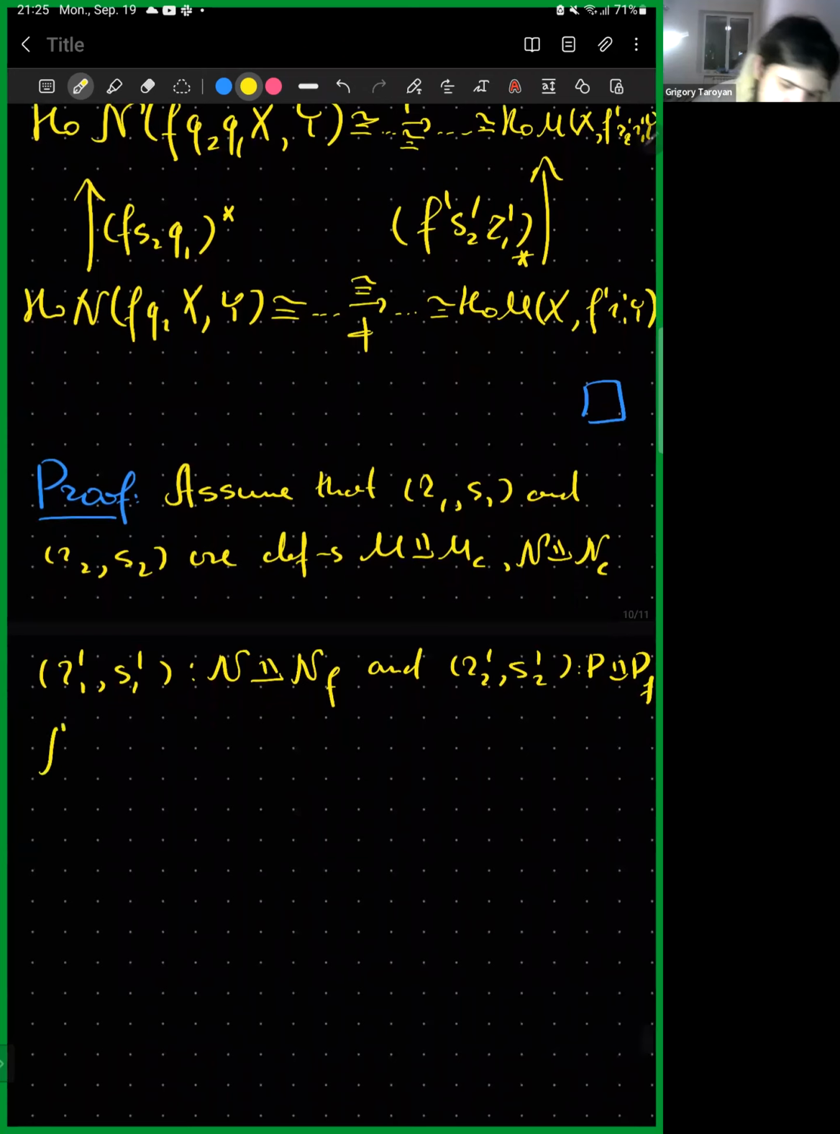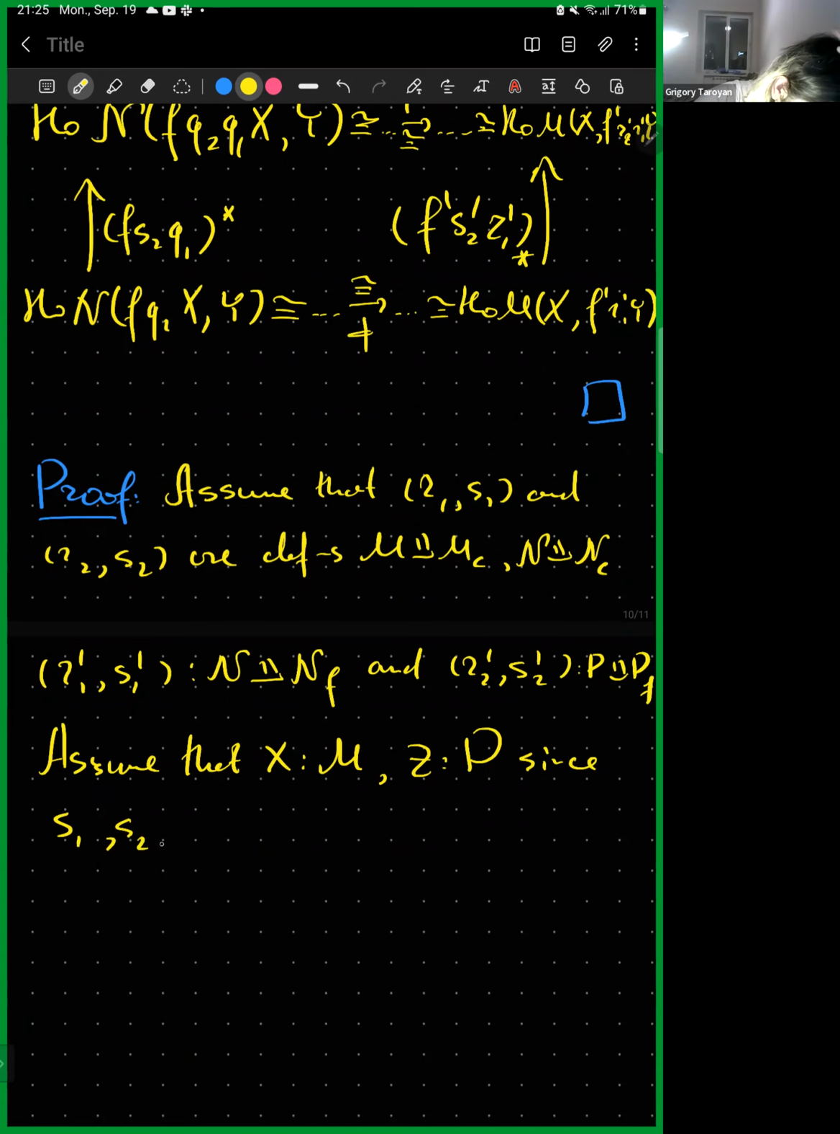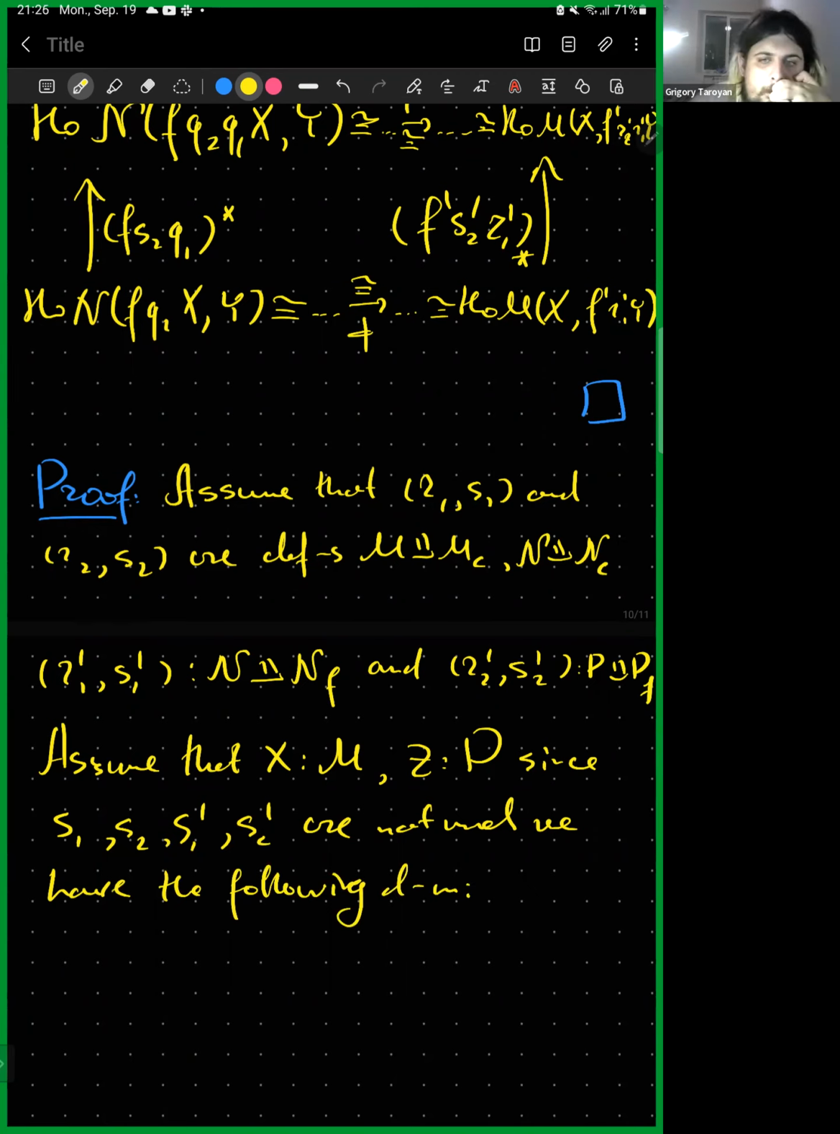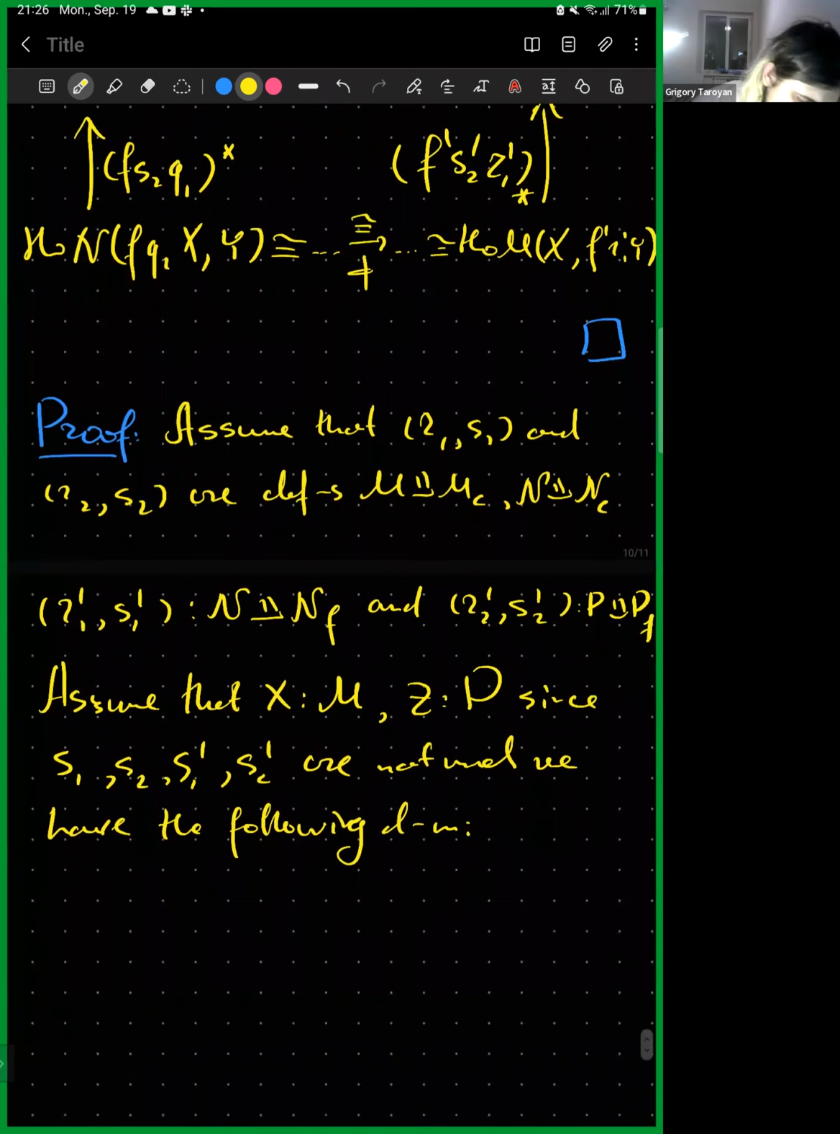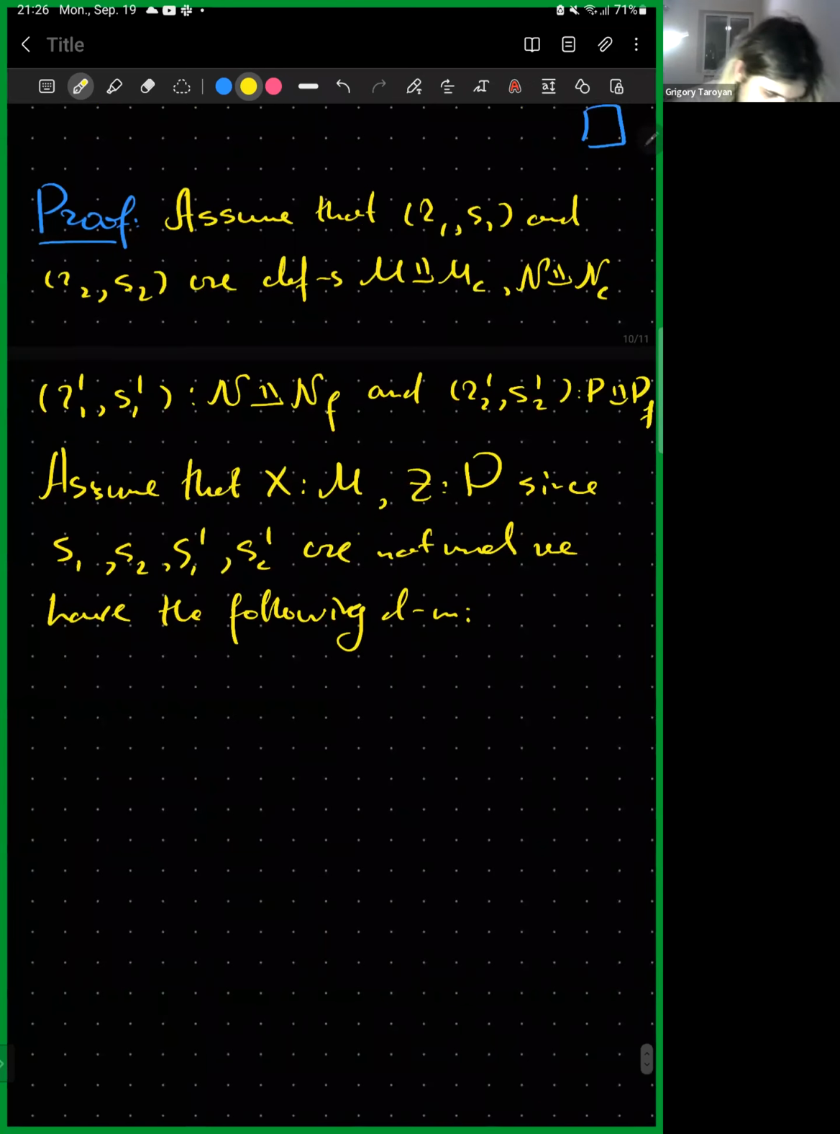Then, let M be some object of M, Z some object of P, and since S1, S1 prime, S2, S2 prime are natural, we have the following commutative diagram, which basically implies the required proposition. So let me write it down. It will be a very, very large diagram.